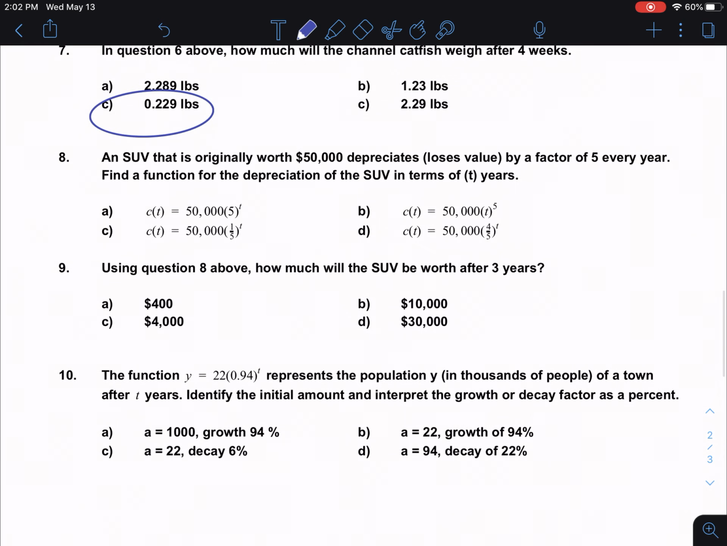Number 8. An SUV that is originally worth $50,000 depreciates. It goes down. So this is our initial value, this $50,000, by a factor of 5 every year. Find a function. So instead of multiplying by 5, we're going to divide by 5. That one is C.